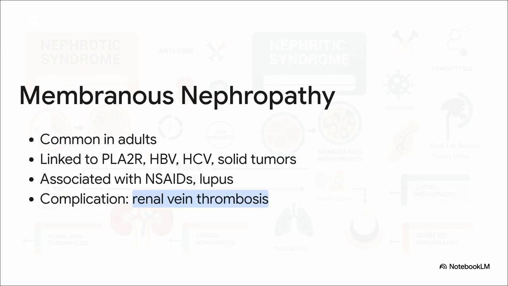Then we have membranous nephropathy. This is also seen in adults, but it's specifically linked to PLA2R antibodies, hepatitis B and C, solid tumors, NSAIDs, and lupus. Because nephrotic syndrome causes you to lose antithrombin 3 in the urine, these patients become hypercoagulable. The highly tested major complication to watch for here is renal vein thrombosis.